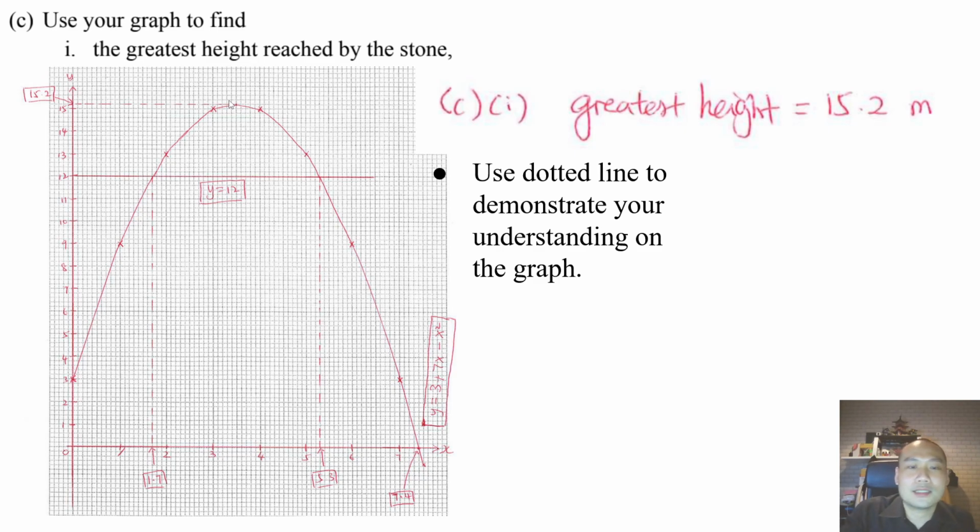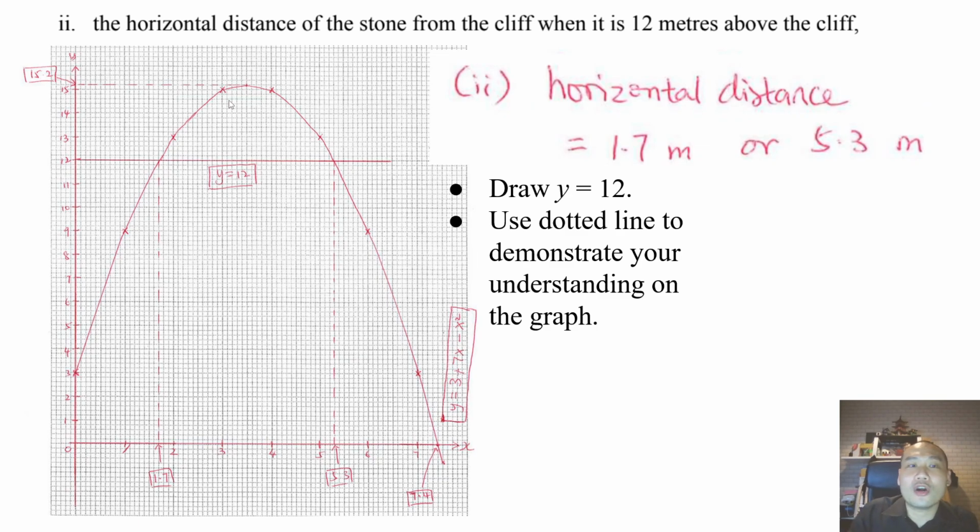That's the greatest height. And then after that, they ask for the horizontal distance when it is 12 meters above the cliff. So 12 meters, same thing, draw the line y equals 12, look for the intersection point, and use dotted line to guide the reading, and you find that the value is 1.7 or 5.3. So that is the value for x.